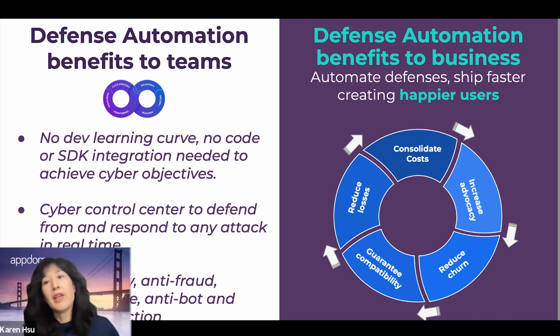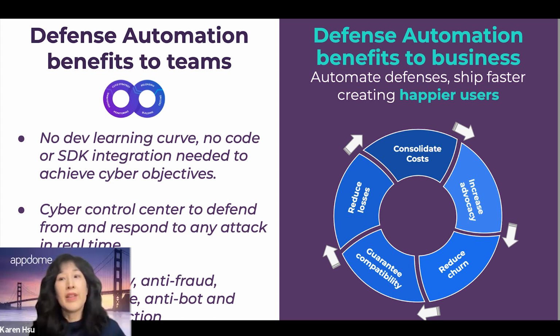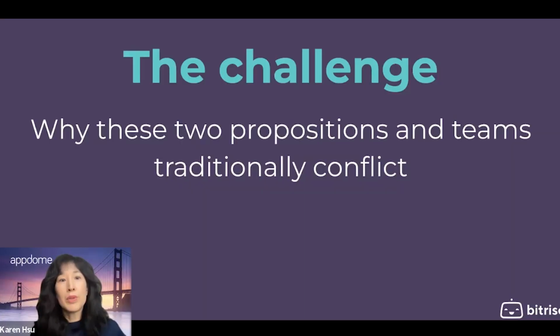Now, on the other hand, these same mobile consumers say they will churn. They will stop using apps that don't protect them, and they will tell their networks to stop using those apps. So security is increasingly important to mobile consumers, and also a reason why mobile consumers would advocate for the brands that protect them.